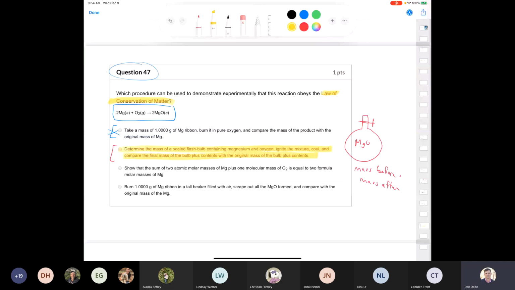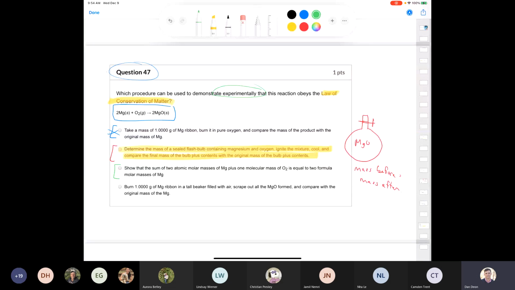Okay, let's just look at the last ones. Show that the sum of the two atomic molar masses plus one molecular mass, that's got nothing to do with the law of conservation of mass. That does not show it experimentally. Sorry, I shouldn't say it doesn't have anything to do with it. It doesn't prove it experimentally.